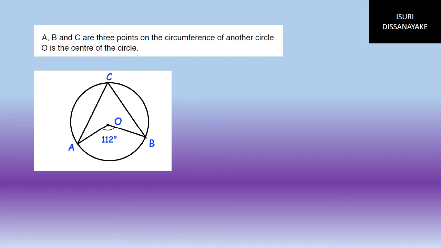So now you know the parts of the circle. Arc AB is here. This is the angle at the center and this is the angle at the circumference. The angle at the center is 112, and let's divide it by 2. So the angle at the circumference is half of it, which is 56.